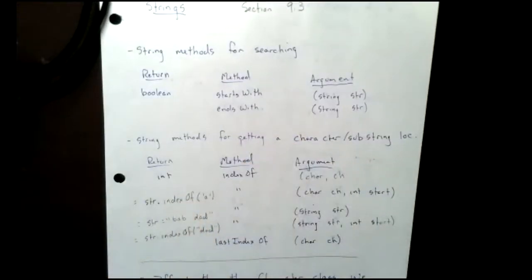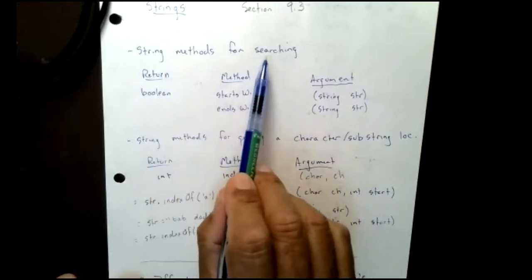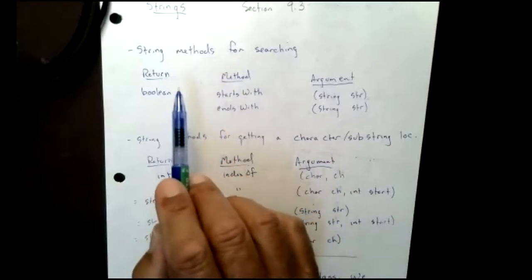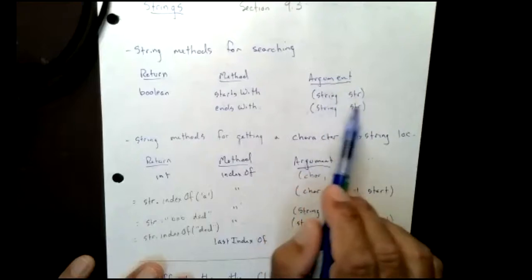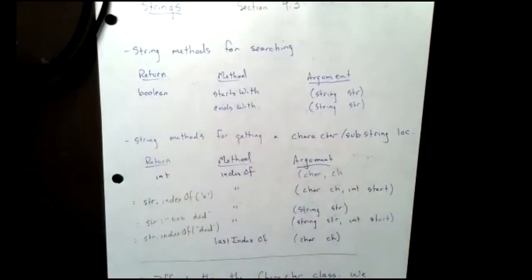So let's take a look. Some string methods. We've already seen some of these. And if you go through in the book, you start to see a method startsWith, where the argument is going to be some sort of string, and it's going to return a true or false if it starts with that.